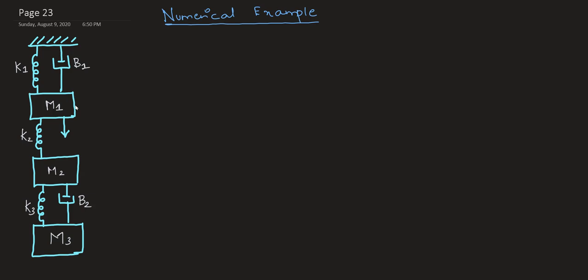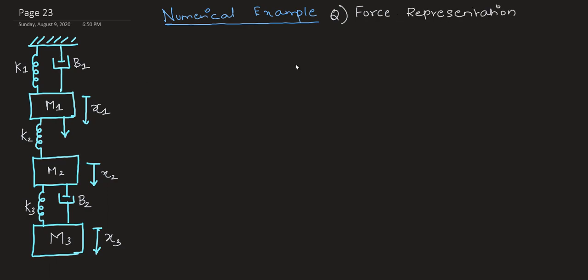Now the displacement of mass M1 is given by X1, the displacement of mass M2 is given by X2, and the displacement of mass M3 is given by X3. Now the question is, obtain the force equivalent representation for masses m1, m2 and m3. Or in general, the question can be, give the force representation of the following mechanical systems.